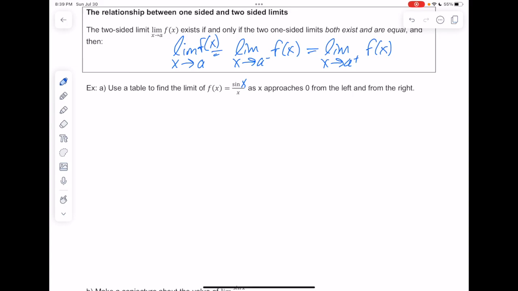So we're going to try and do this with a table approach. When you work on trig functions in calculus, unless the problem specifically tells you differently, you always want to make sure that your calculator is in radian mode. That's the standard mode for which we do calculus work.